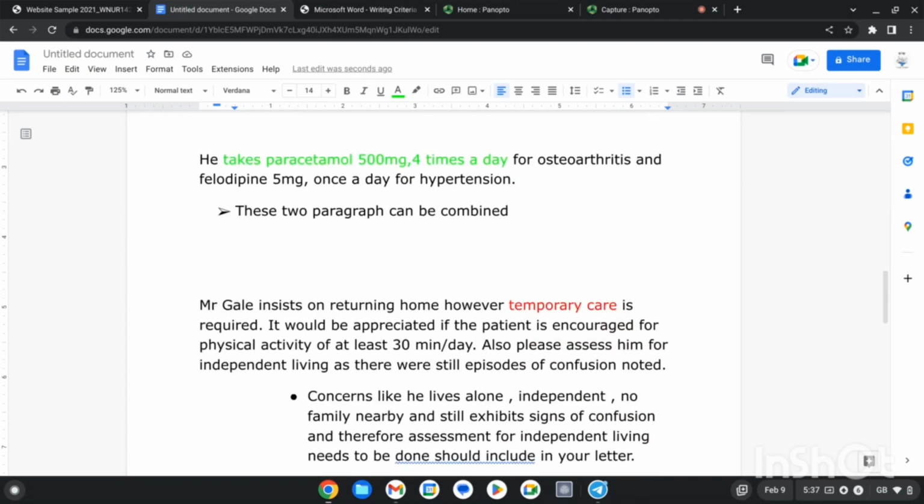And the last paragraph is Mr. Gale insists on returning home. That is right, but however, temporary care is required. Why is that temporary care required? Because you should mention concerns like he lives alone, independent, no family nearby, and still exhibits signs of confusion. You mentioned signs of confusion in the last sentence, and therefore assessment for independent living needs to be done, and therefore he requires follow-up care. That's why he is transferring to the care home. You have to write that in your last paragraph.